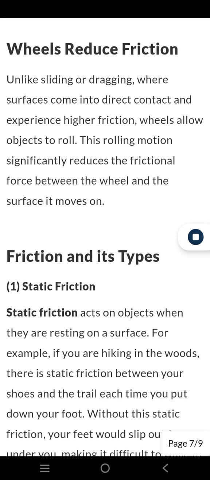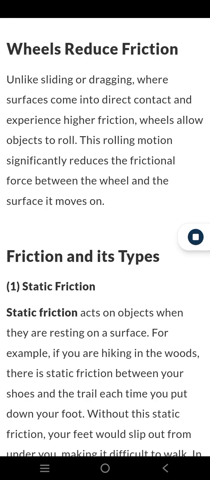Wheels reduce friction unlike sliding or dragging, where surfaces come into direct contact and experience higher friction. Wheels allow objects to roll. This rolling motion significantly reduces the frictional force between the wheel and the surface it moves on.